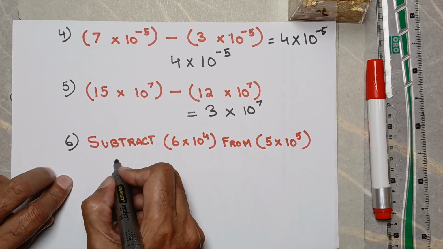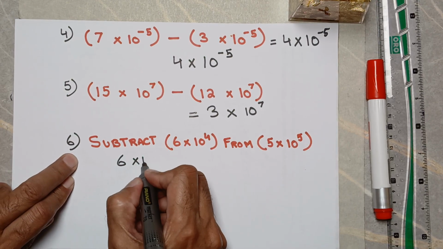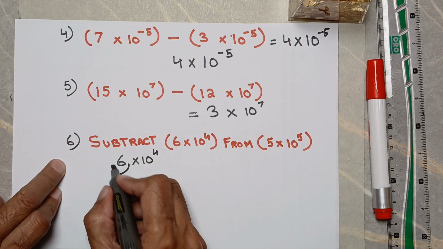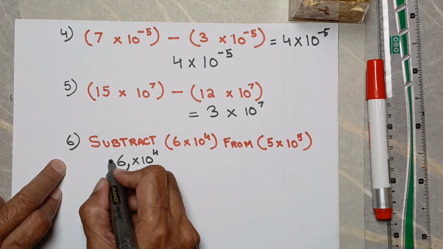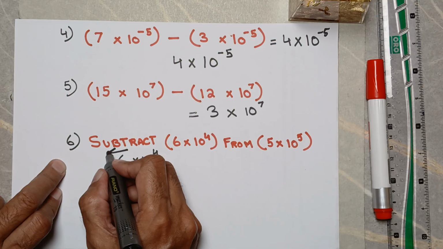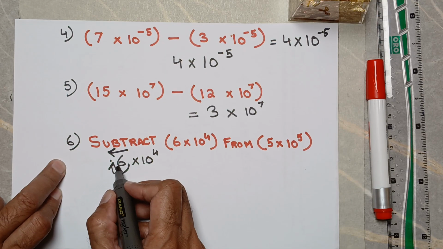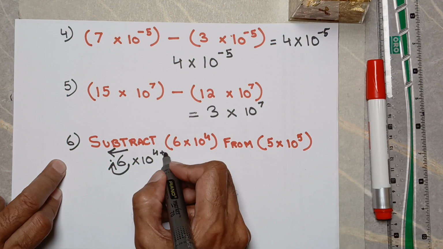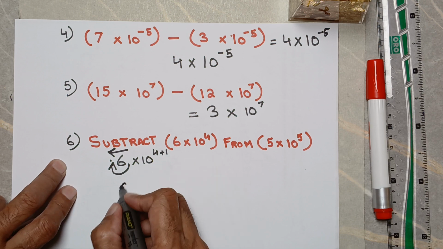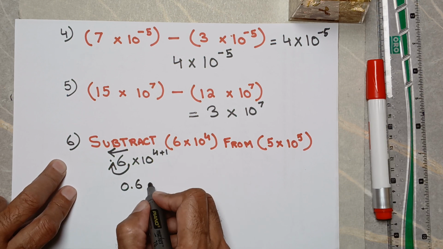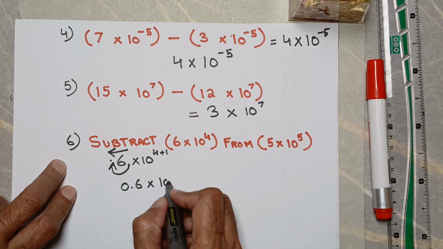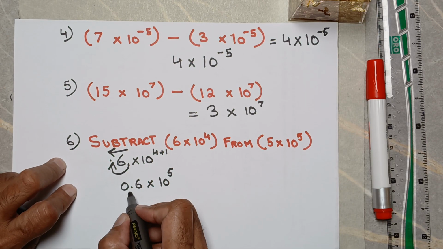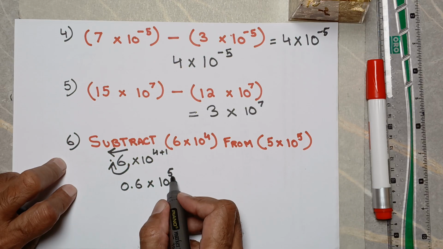Here it is 6 times 10 raised to the power 4. What we will do, we will simply move the decimal one place towards the left over here. And when we move this decimal one place towards the left, it will add to the exponent power. So it will be 0.6 times 10 raised to the power 5. Now you can easily see that here it is 0.6 times 10 raised to the power 5.